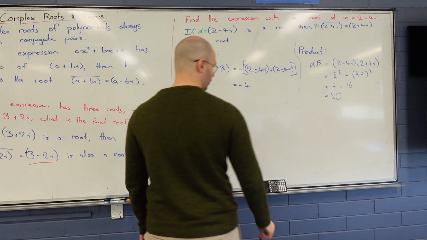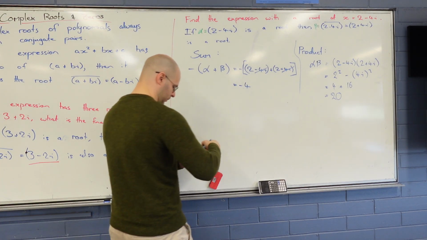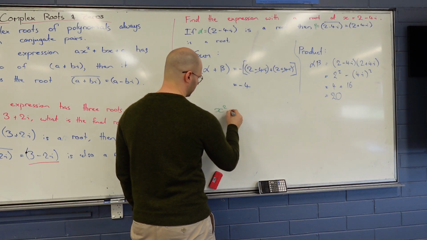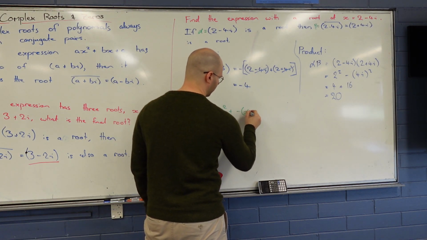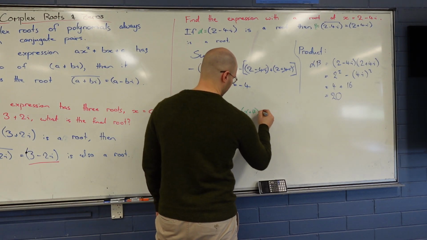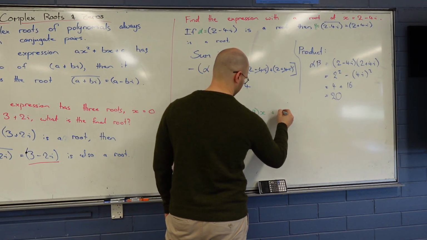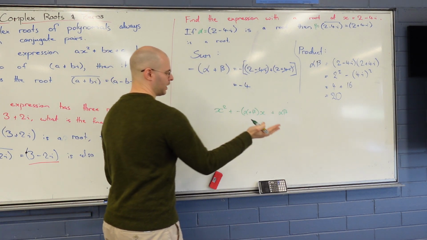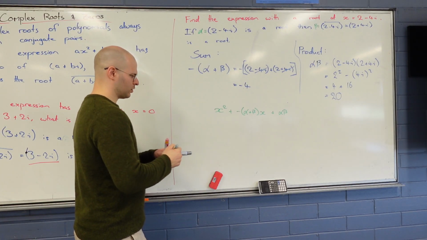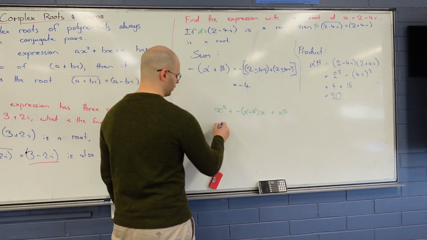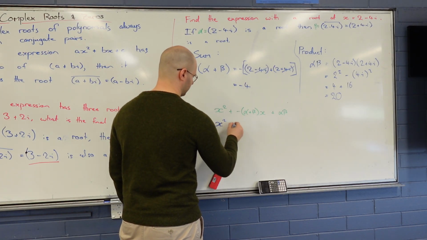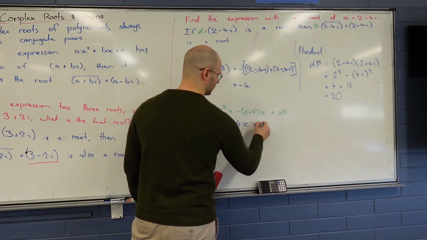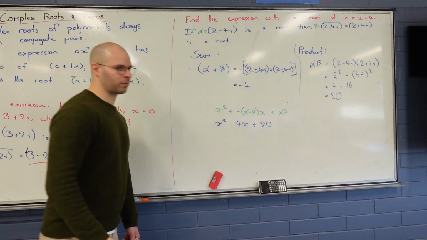And now, piecing this all together, it's going to be something like x squared plus negative alpha plus beta, x, plus alpha beta. This is actually a double negative, but you can write it as plus. So when we actually sub the values in, we're going to get x squared take 4x plus 20. And here's your polynomial.